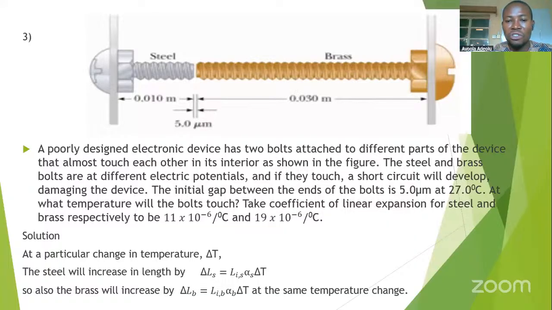Then take the coefficients of linear expansion for steel and brass respectively to be 11 times 10 to the power minus 6 per degree Celsius and 19 times 10 to the power minus 6 per degree Celsius. What they are saying is that this is a device that is poorly designed.